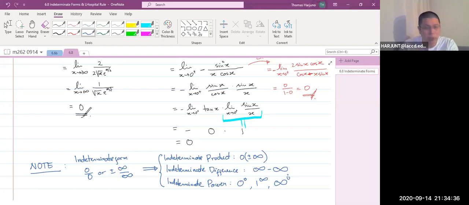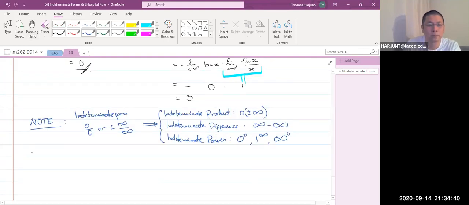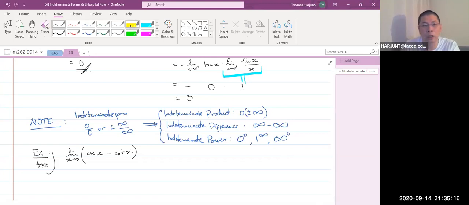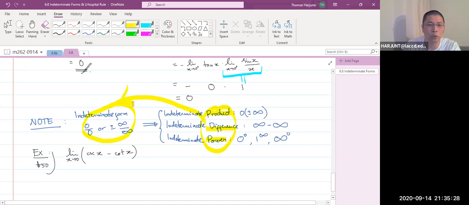An example of indeterminate difference. Let's say number 50. We have limit x going to 0 of cosecant x minus cotangent x. Now the idea is this. Every time we have indeterminate product, indeterminate difference, indeterminate power, we need to manipulate them first into indeterminate form. That's what we will do first. Once it is indeterminate form, then we can use L'Hopital rule.